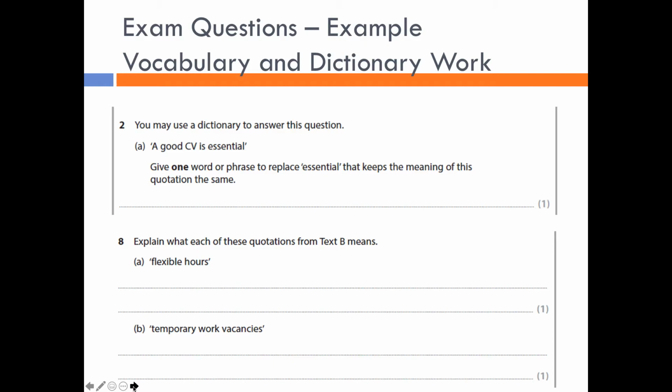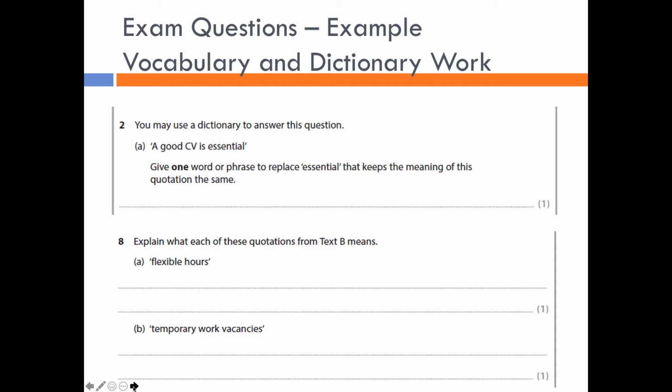The whole point of this is to build up your vocabulary. The better your vocabulary is, the easier you'll find the reading activity and the writing as well. And also within the exam there are some very specific questions which ask you to focus on vocabulary and meaning.